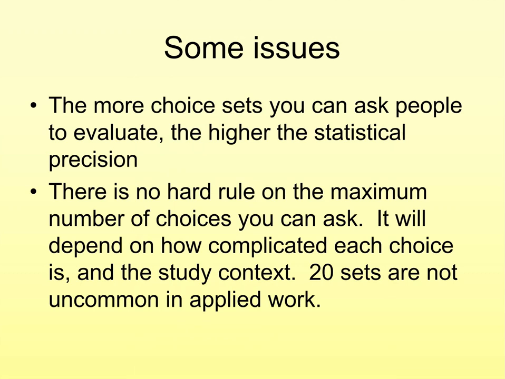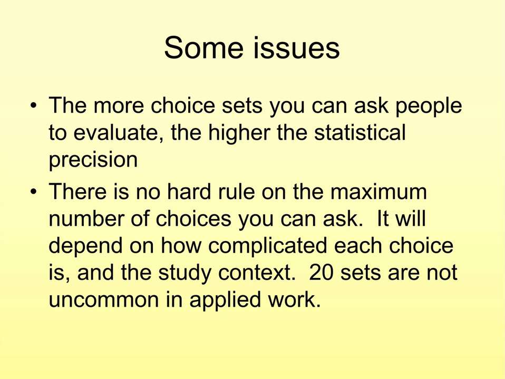Questions come up. One of which is, you might ask, should I always use the minimum number of choice sets, that is 1 plus the number of degrees of freedom? And the answer is, well, it's kind of yes and no. Generally speaking, the more choice sets you can ask people to evaluate, the higher the statistical precision. So for example, if you thought that in that study people could reasonably respond to maybe 12 or 13 scenarios, you might want to increase the number of choice sets.